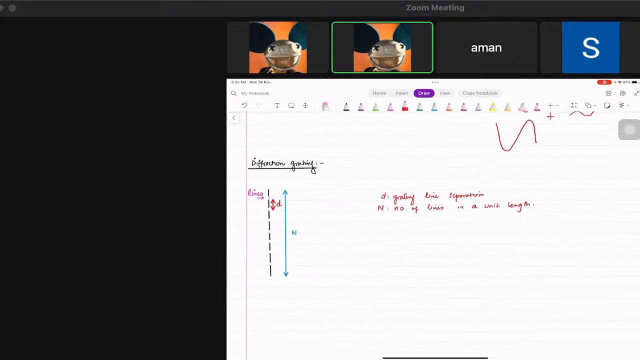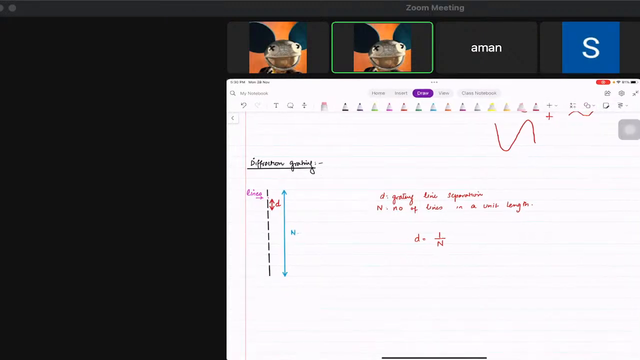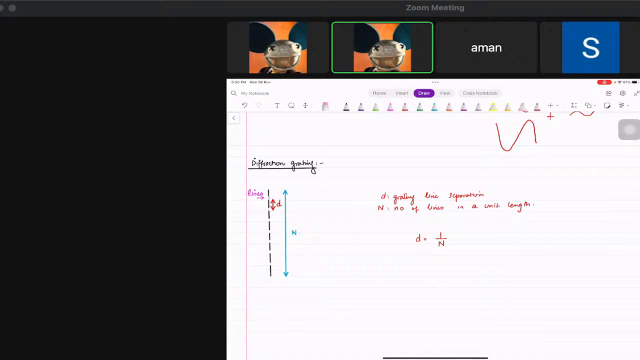So you can find this d by using the formula 1 upon N, right? So obviously then it will give you the separation between them in the same unit length as N. All right, is that clear?